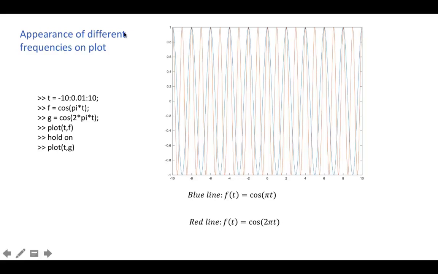Notice that they do share some common points at the repetition time of each of the curves. When this happens in electrical engineering, we say these are harmonics.